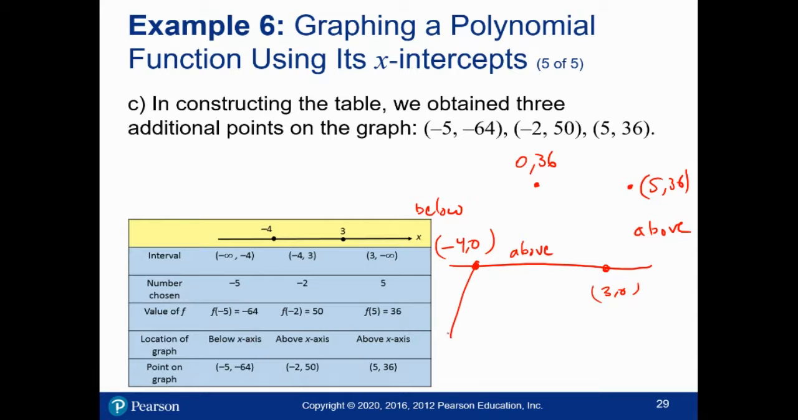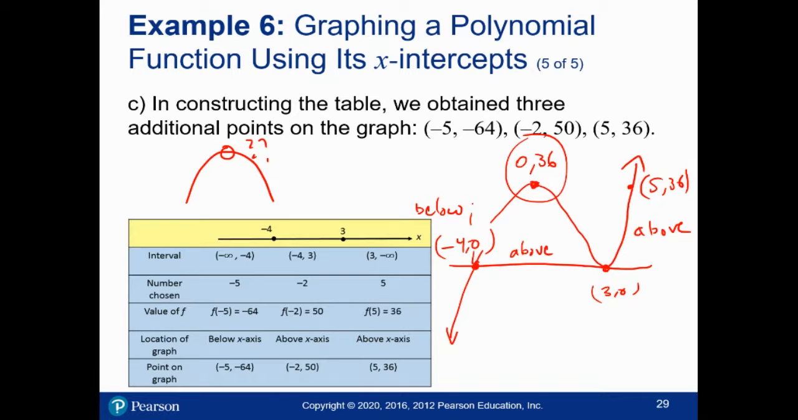So from this root, I must go below the axis. Here I must go above it. I must have a root, and then I must go above it again. So the graph has to look something like that. What isn't immediately clear is the graph goes up and comes back down, so where is this maximum? I happened to draw it right at this intercept, but that's probably not very accurate. I don't actually know where the maximum is.